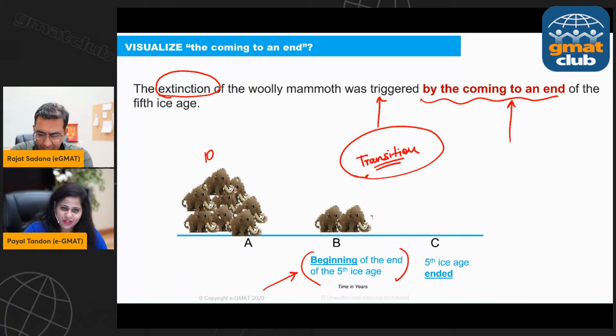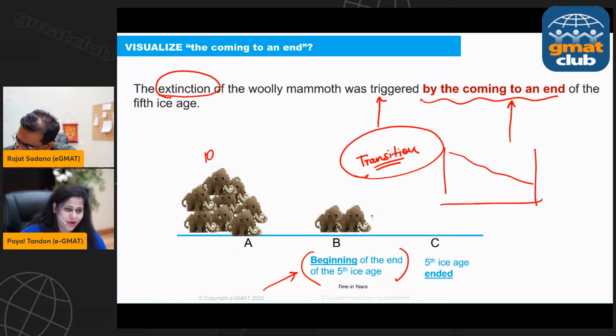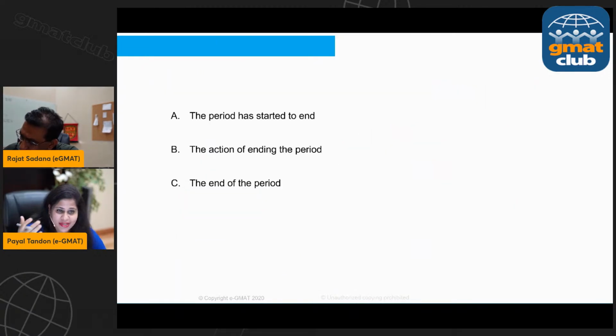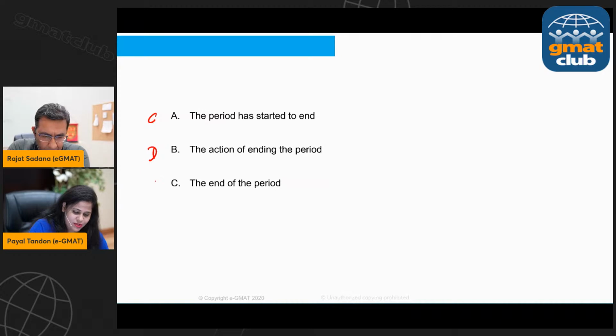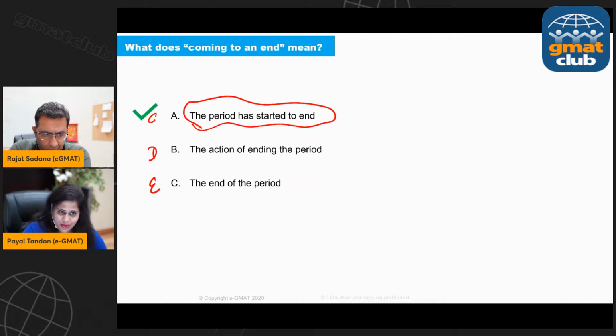But as such, what the author is saying is that the starting point of the ending of the ice age is what the author is talking about. So it's the transition that the author wants to communicate. And you have to understand that before you start looking at the answer choices, because if you don't, you will end up doing that back and forth that was happening amongst these choices. The period has started to end. That's what the author wanted to communicate, right? That's what coming to an end means.